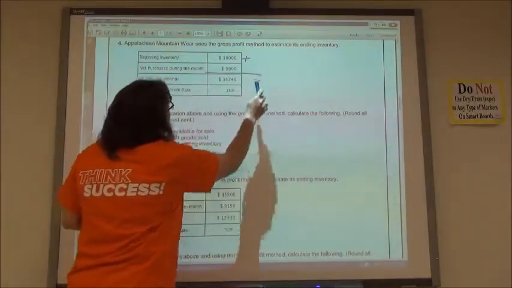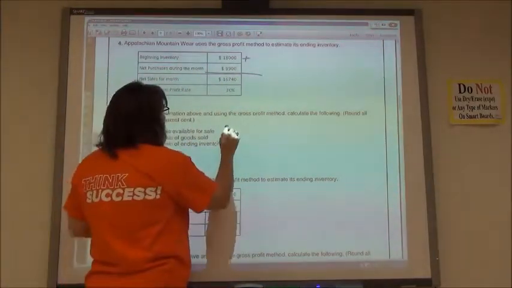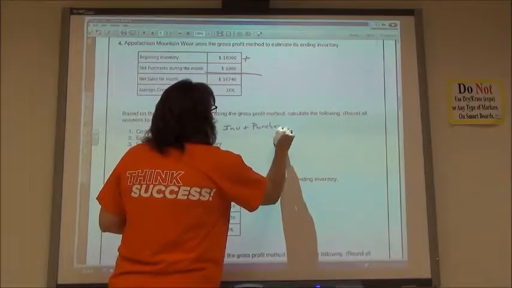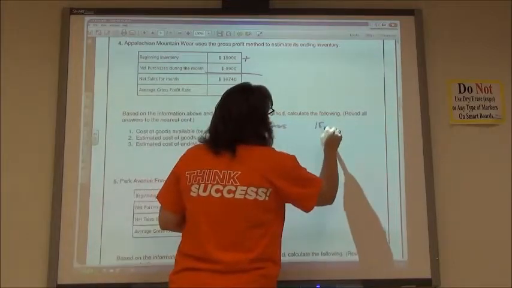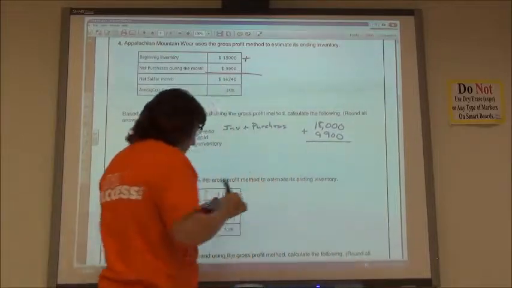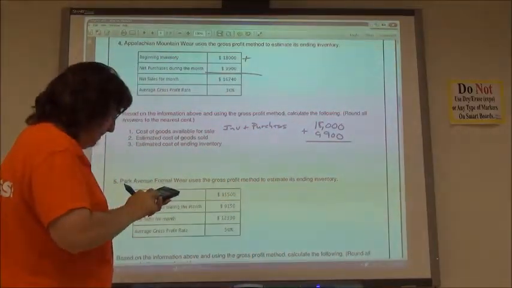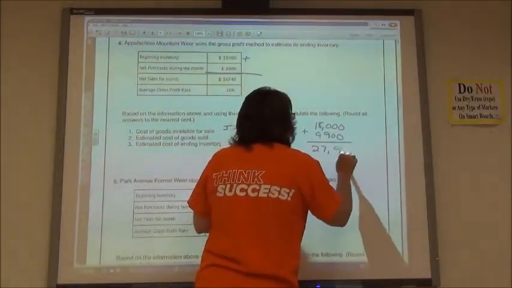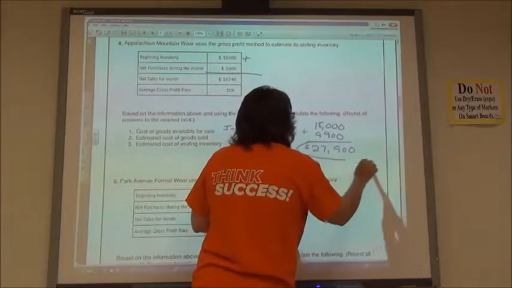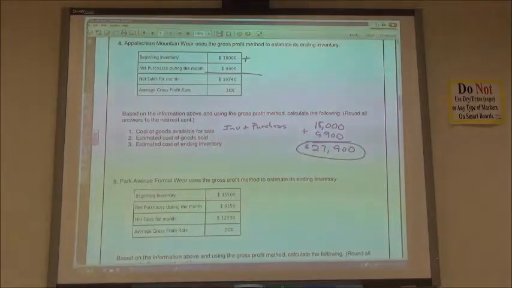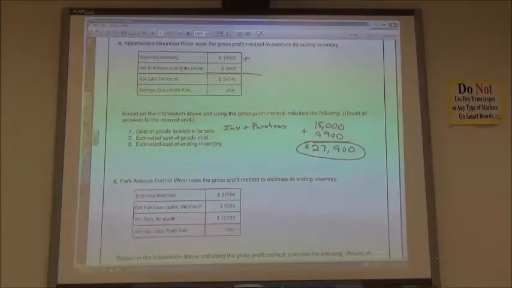We're going to add the purchases we made for the month. So inventory plus our purchases. So 18,000 plus 9,900 gives me $27,900. So the cost of goods available for sale, we have $27,900.